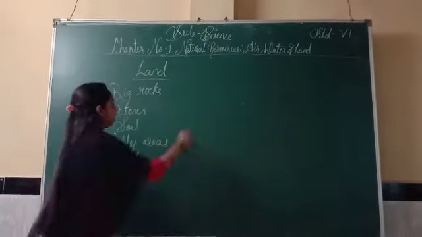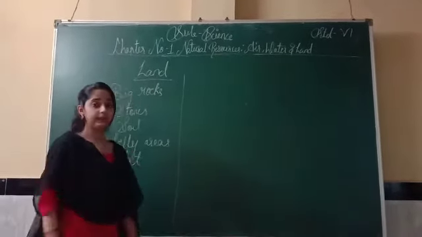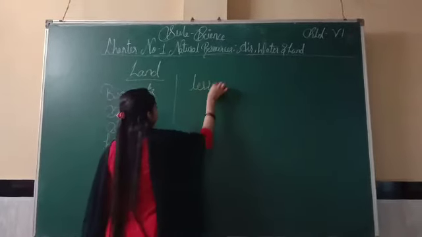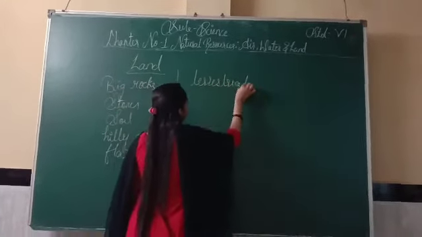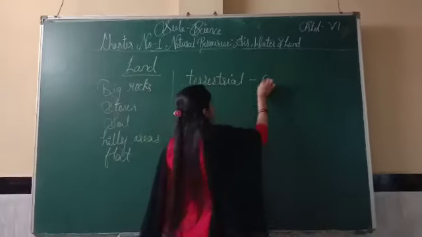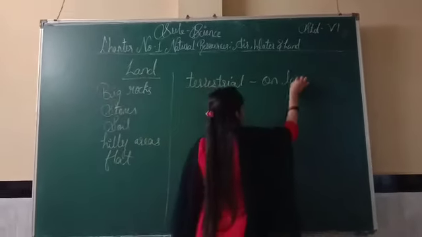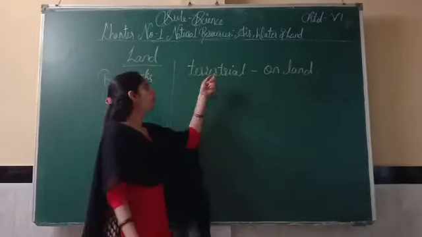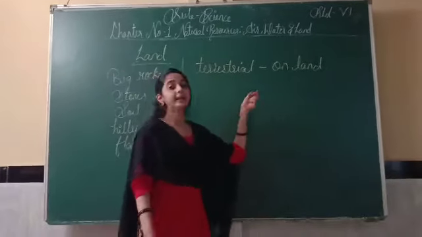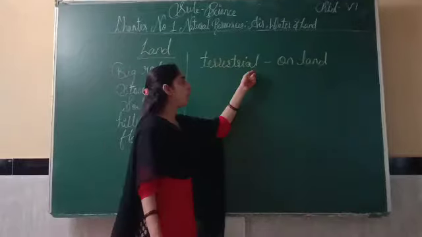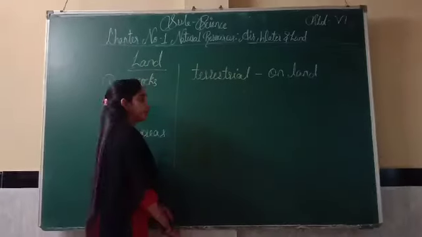Also, we find different kinds of living things on land. That is terrestrial. Terrestrial means the living thing which lives on land. The living thing which lives on land is known as terrestrial. For example, an elephant lives on land, so this is an example of terrestrial, or human beings also.